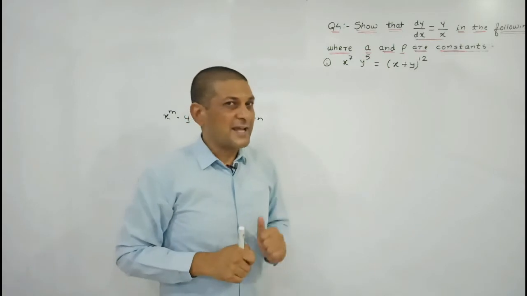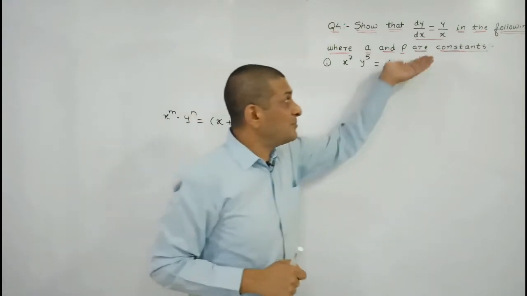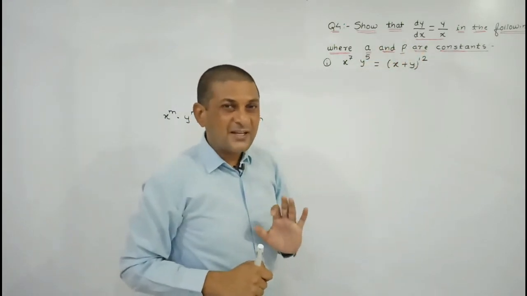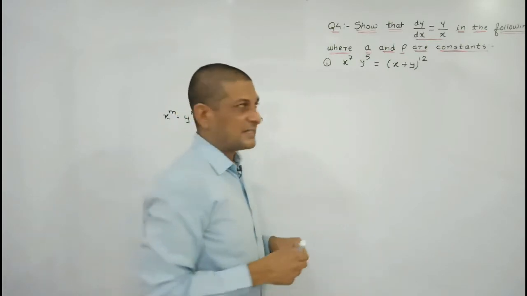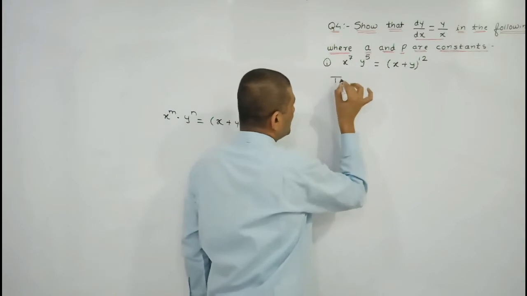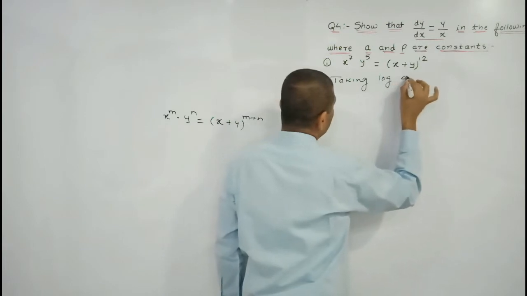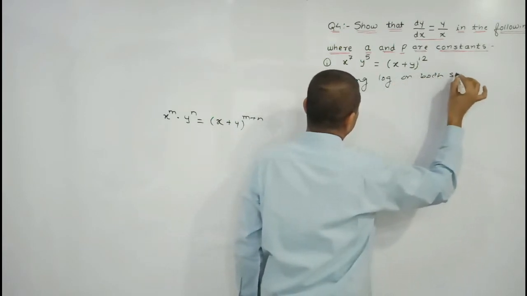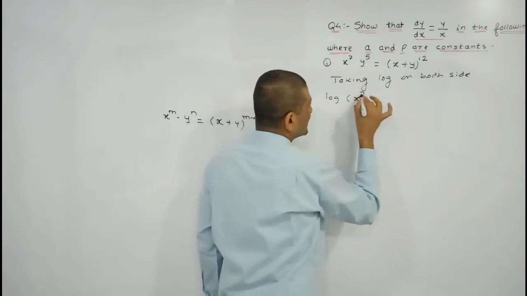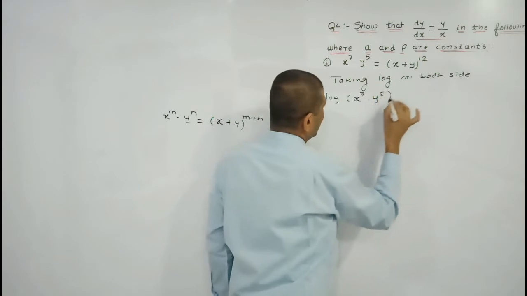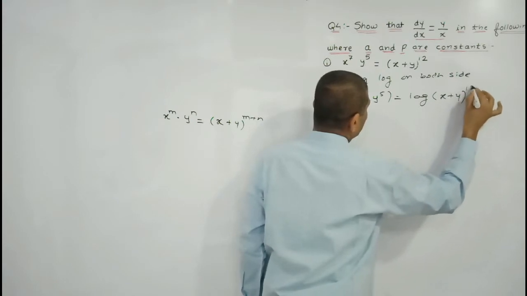In this case we are applying the logarithmic differentiation method for simplicity, because whenever we take log we are able to take the power as a coefficient, and because of that differentiation becomes easy. So here we first take log on both sides. So taking log on both sides, on this side we will get log of x raised to power 7 into y raised to power 5, and on this side we will get log of x plus y raised to power 12.